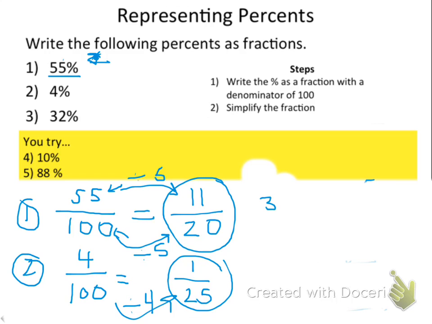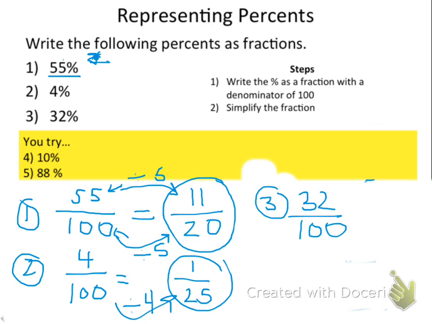First step is to write the percent as a fraction with a denominator of 100. Okay, percent just means out of 100. So 32% means 32 out of 100. Next step is to simplify the fraction. Well, I can see right away that they're both divisible by 2. And if you did that, that's great. You would have simplified it again.